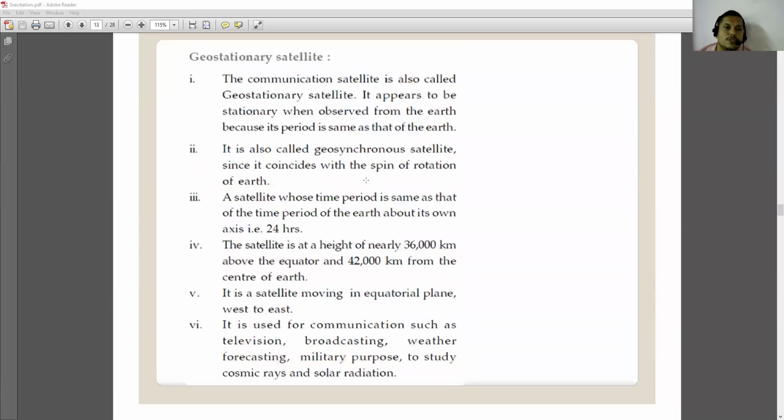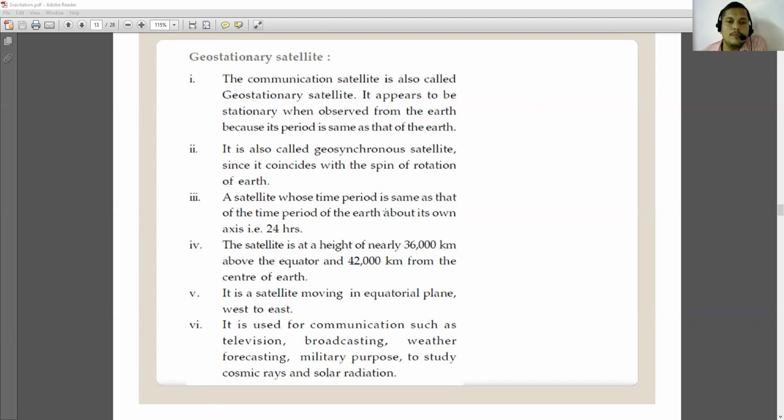Next, geostationary satellite. The communication satellite is also called as geostationary satellite. It appears to be stationary when observed from the Earth because its period is same as that of the Earth. It is also called a geosynchronous satellite since it coincides with the spin of rotation of Earth.